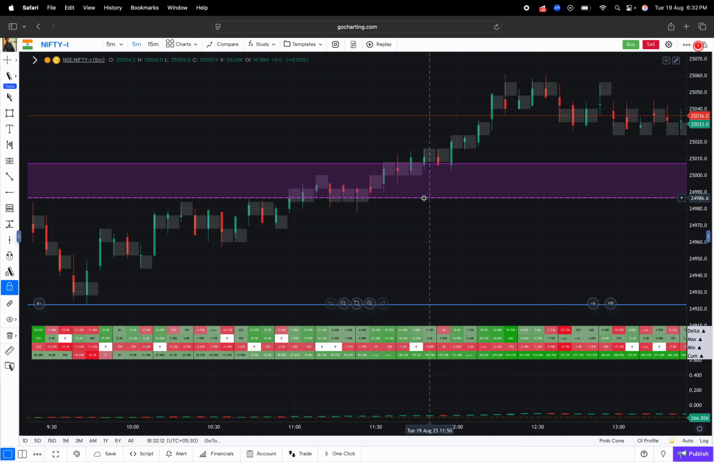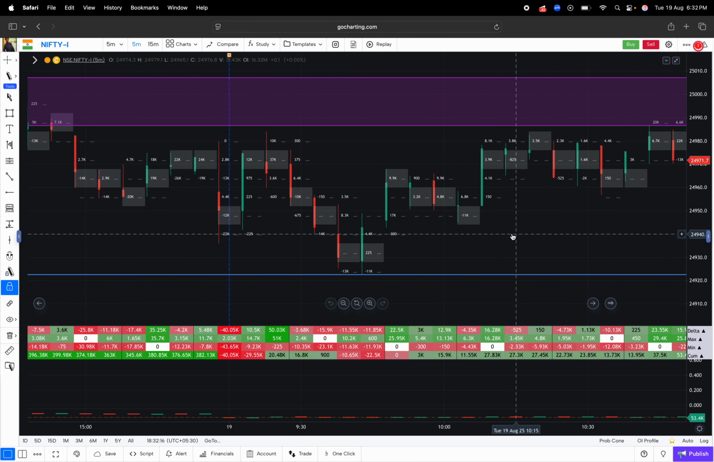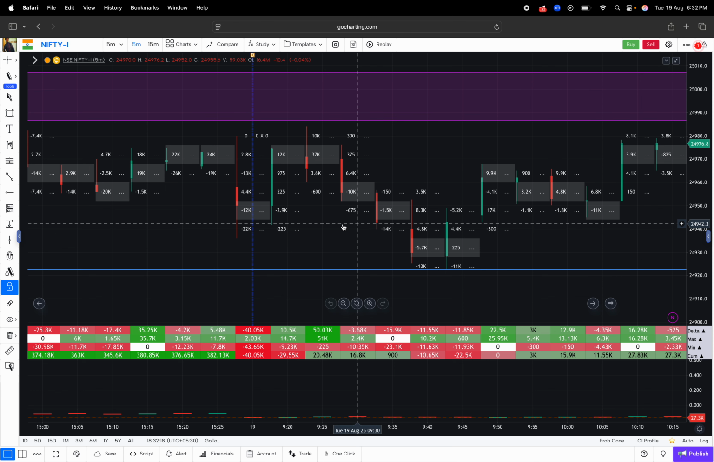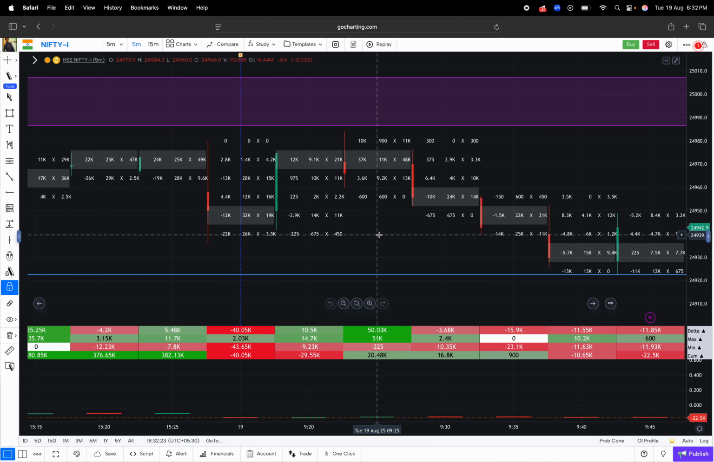Sorry guys, it was a 15-minute time frame. On the 5 minute also, we have to analyze the candle in the same pattern that I've done for 15 minutes. So it's a negative 40k delta that we can see here, but we cannot trust this particular candle because most of the positions are getting closed.